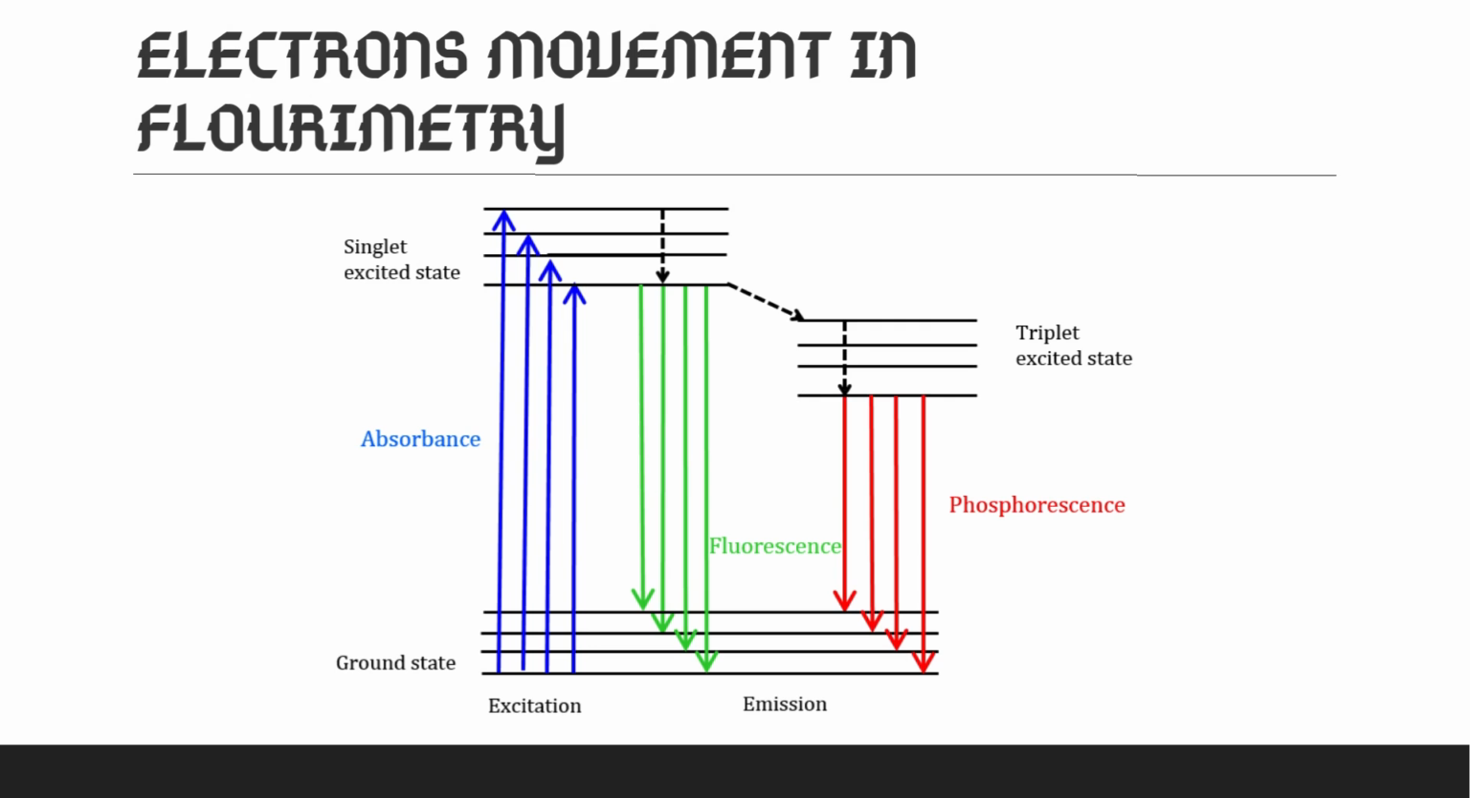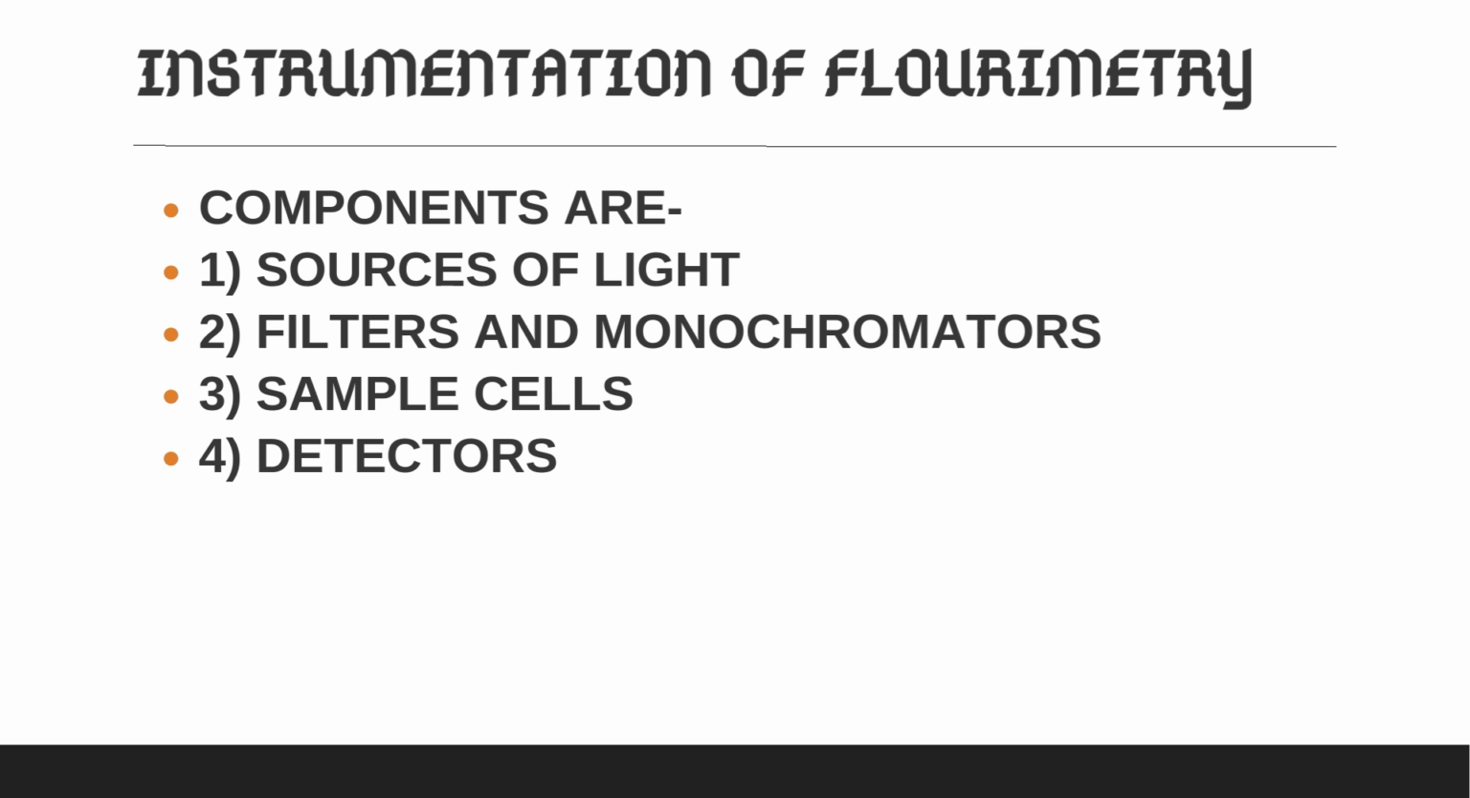So, here we can see the electronic movement in fluorimetry. So, first the electrons move from the ground state to the singlet excited state, which is called the excitation. And when the electron moves from the singlet excited state to the ground state, we get fluorescence. So, let us see the instrumentation of fluorescence. The key components are first, source of light, second, filters and monochromators, third, sample cells, and fourth, detectors.